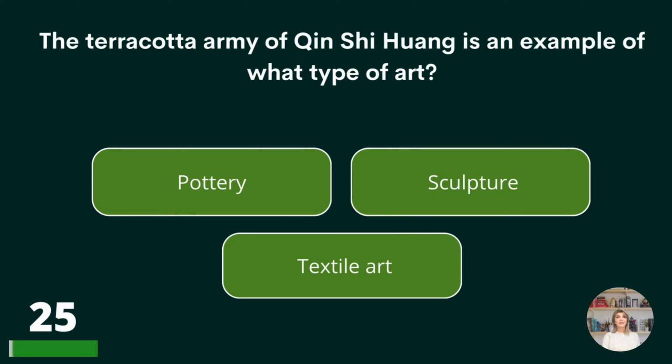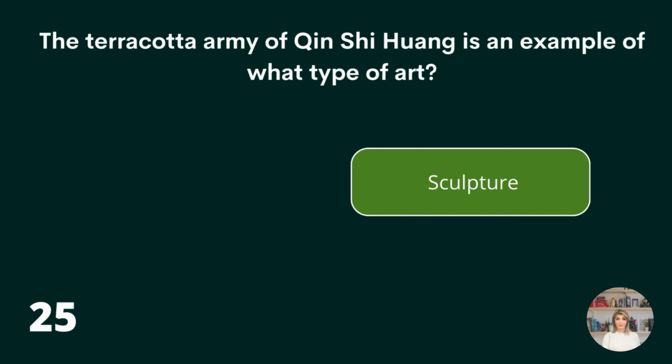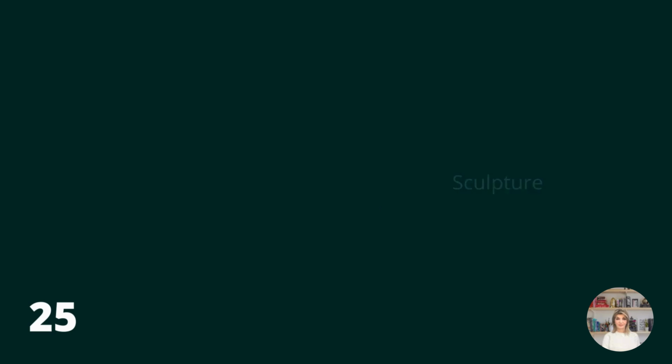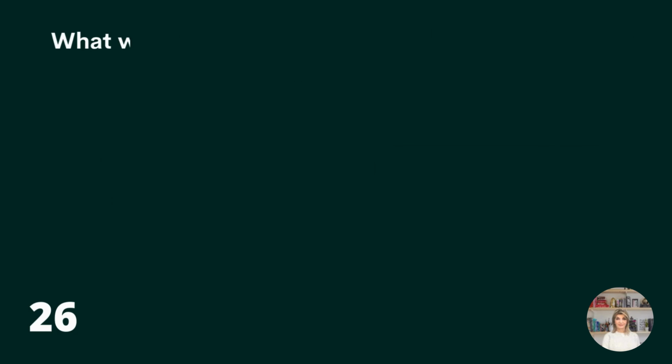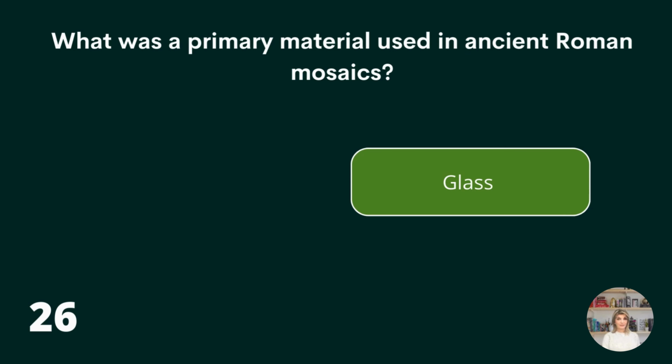The terracotta army of the Qin Shi Huang is an example of what type of art? Pottery, sculpture, or textile art? Sculpture. What was a primary material used in ancient Roman mosaics? Clay, glass, or metal? Glass.